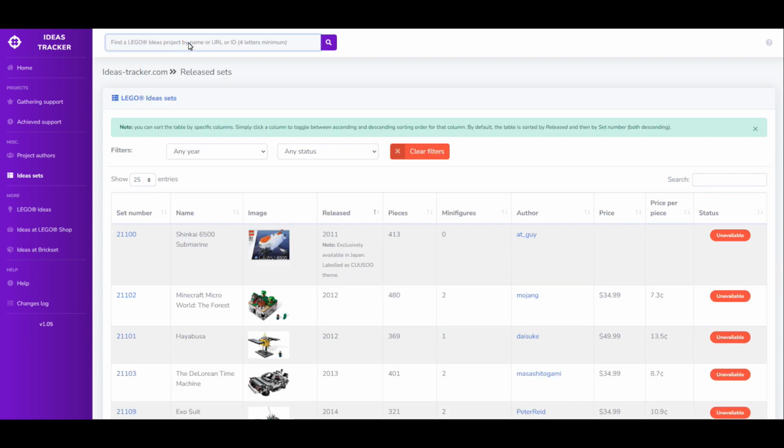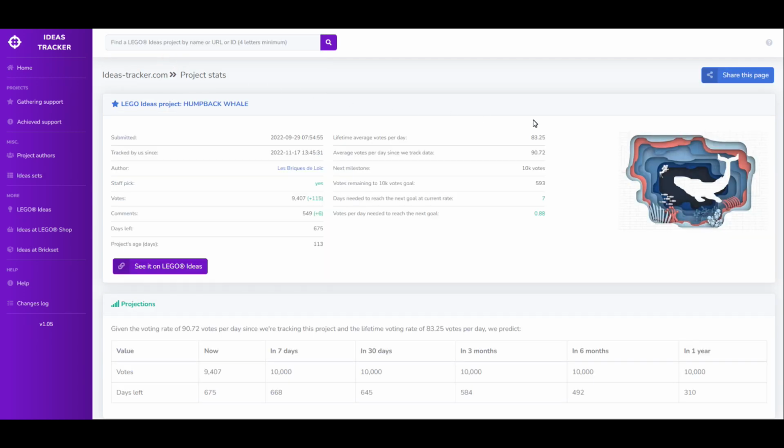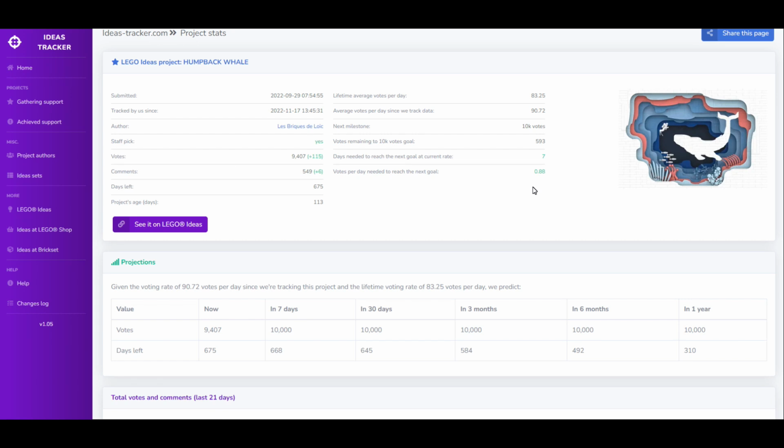And now we come to the most important feature, which is the individual project stats. You can find a project by name or ID or even by its URL address, and you can browse all the data we have on it.